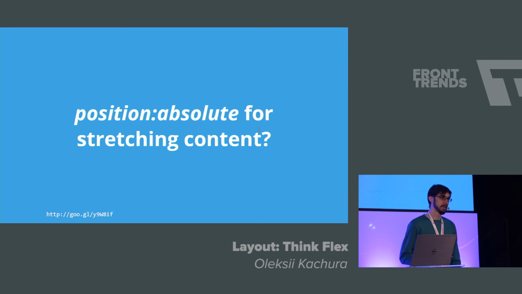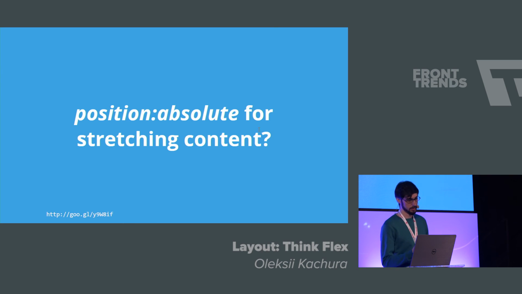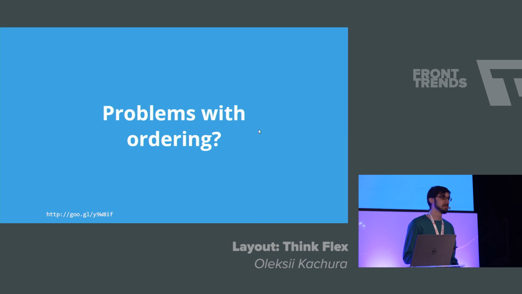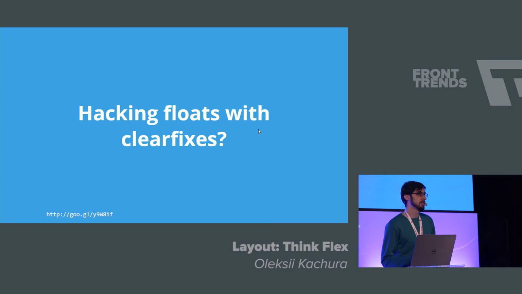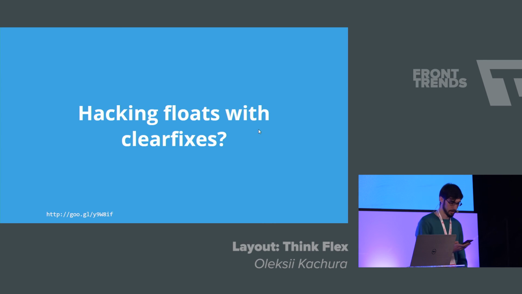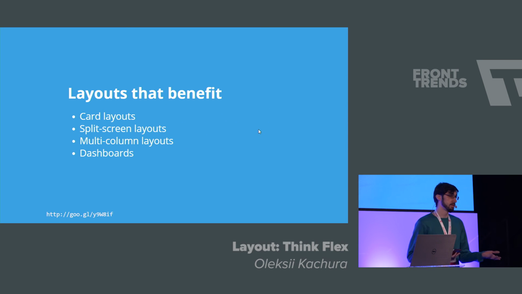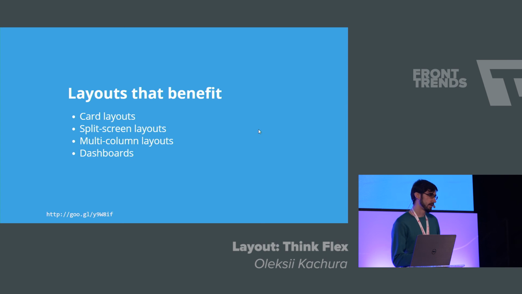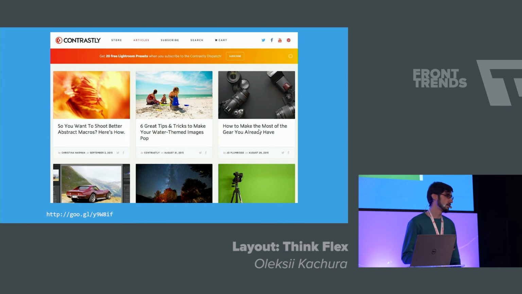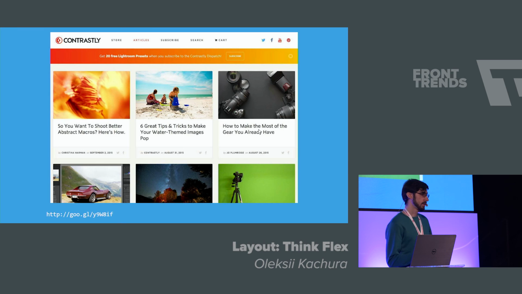And there are other examples like that. Position absolute for stretching things, that's what we do. How to deal with the ordering when we want to change it. Hacking floats and with clear fixes, that's what we usually do. Now you all know a solution for this. It's Flexbox. So what layouts would actually benefit from Flexbox? Actually, a lot of them, especially layouts like this, a card layout. We talked about it earlier. How to make all these cards the same height when there is different length of content. Flexbox gives us flexibility actually in doing this.